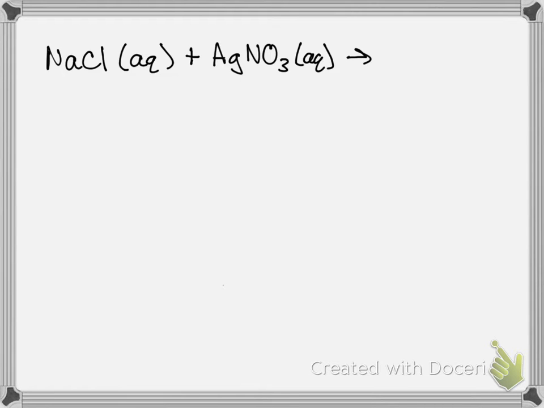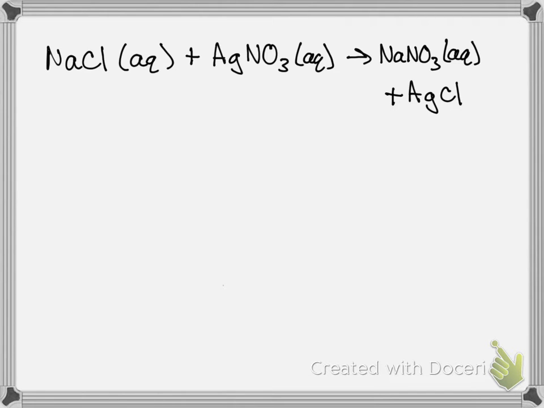Then we write that as a double replacement reaction. So that means I'm going to get sodium nitrate. That gives us two reasons to be soluble in that one, right? The sodium ion and the nitrate ion. And then silver chloride.